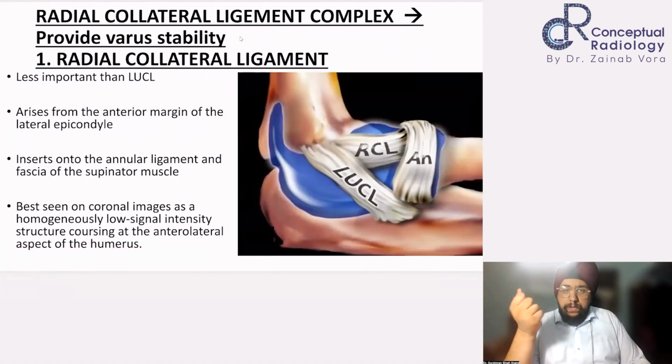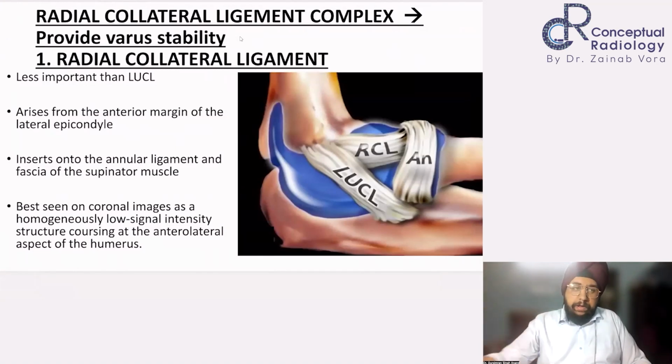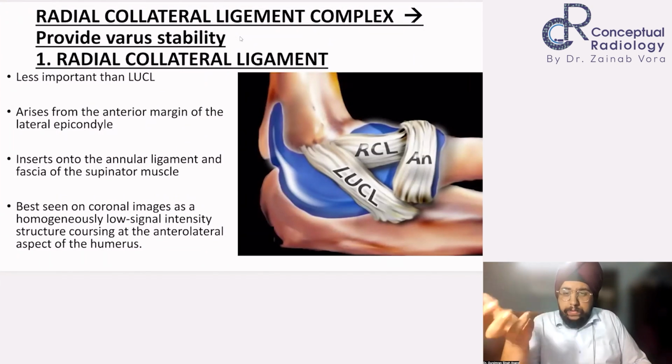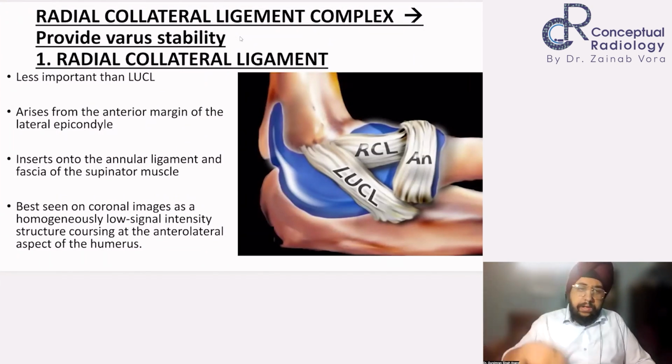Radial collateral ligament complex. Okay, we'll be focusing on the anatomy. As the term suggests, obviously it will be providing varus stability, or you can say it provides limitation to the varus stress. Okay. So we start with the radial collateral ligament.